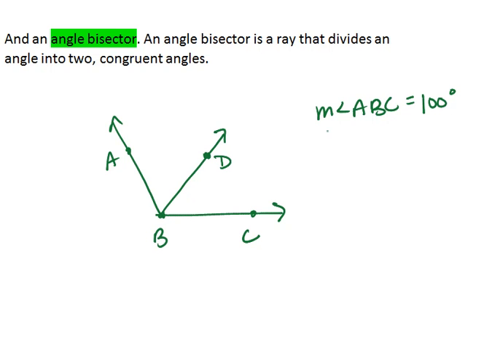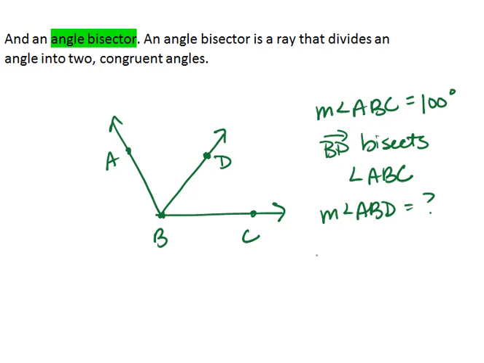And I tell you that ray BD bisects angle ABC. Go ahead and mark any congruent angles, and then also tell me what the measure of angle ABD is, and the measure of angle DBC. Pause now if you need to.